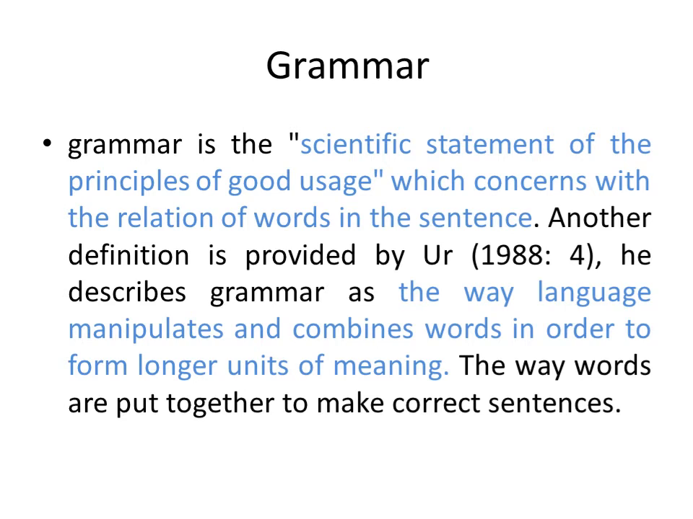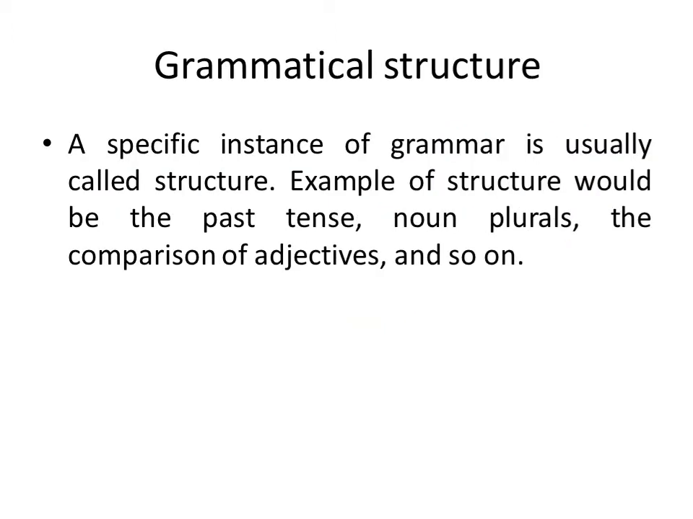First, grammar is the scientific statement of principles of good usage, which concerns the relation of words in the sentence. Another definition of grammar is the way language manipulates and combines words in order to form longer units of meaning, or the way words are put together to make correct sentences. So, in general, what we understand by the word grammar is the way words are put together to make correct sentences.